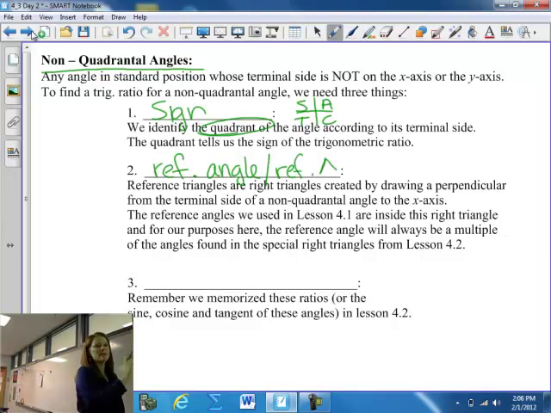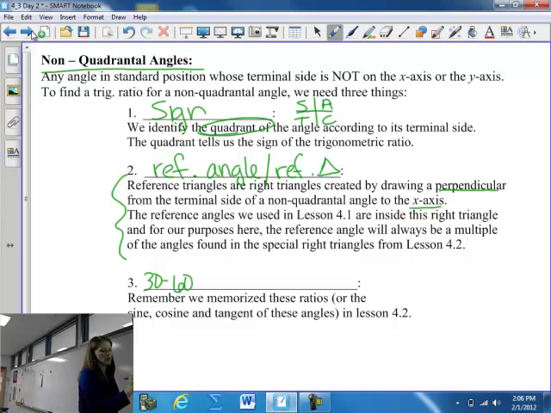So in case you missed it last class, this is just a little blip on what a reference triangle is. It basically draws a perpendicular to the x-axis. Do we ever go to the y-axis? Never. Always vertical, up and down.